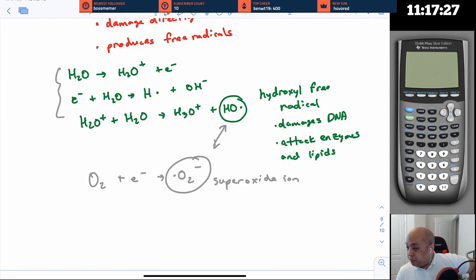Questions? Oh, Sabrina. Ionizing radiation is just radiation given off by the radioactive material. Yes. The superoxide essentially also damages DNA and attacks enzymes. It's just that the superoxide comes from oxygen instead of water. That's the real difference, Sabrina. Yeah, Ginevra, ionizing radiation is any radiation that's coming off of nuclear decay. It's radiation that allows ionization to occur.